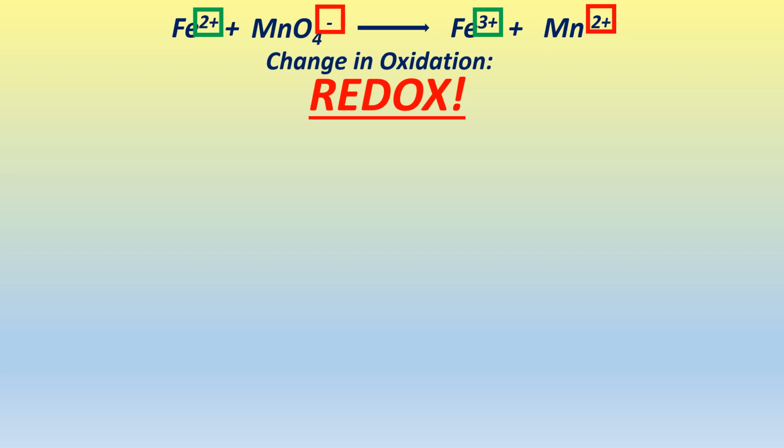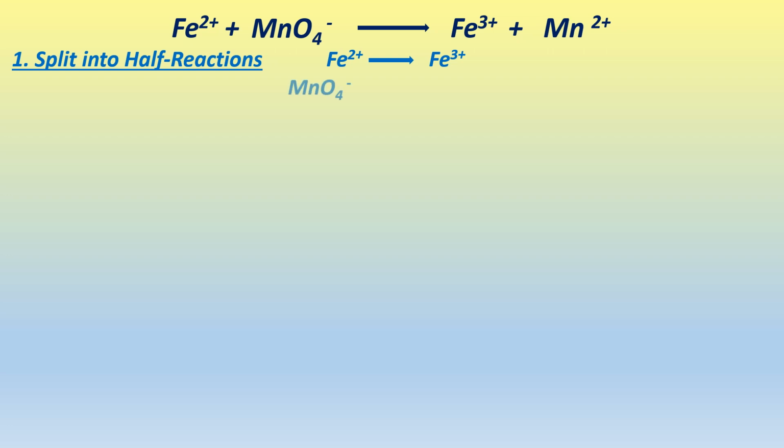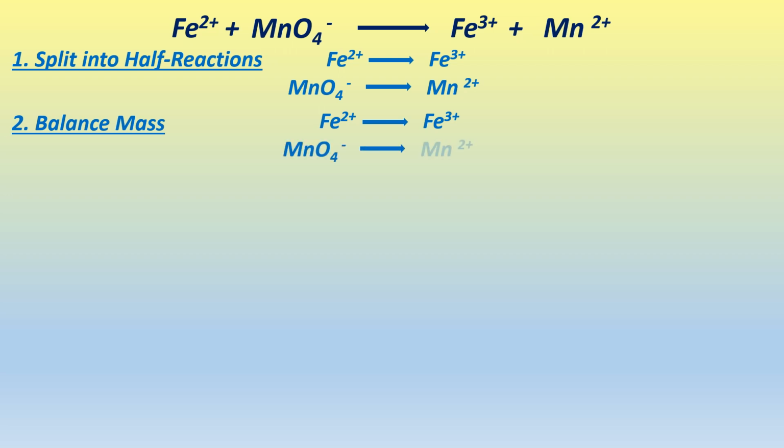I then apply the system. I split the reactions in half, with iron 2 going to iron 3, and permanganate, MnO4 minus, going to Mn2 plus. I now deal with each of those half reactions in turn by balancing the mass. Once again, I have 1 iron 2 plus going to 1 iron 3 plus. That's balanced. My permanganate, MnO4 minus, is going to Mn2 plus.